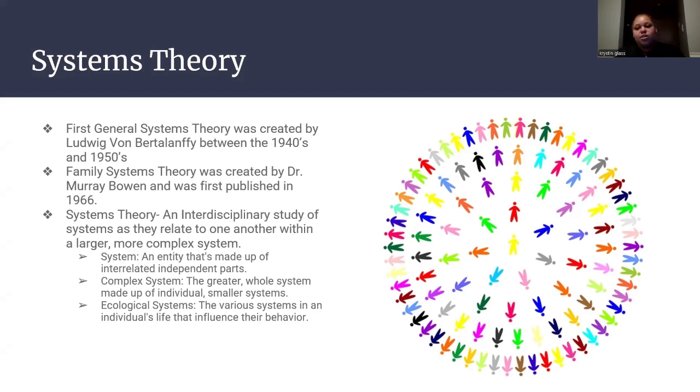Some commonly used terms within systems theory would be system, an entity that's made up of interrelated, interdependent parts; complex system, the greater whole system made up of individual smaller systems; and ecological systems, the various systems in an individual's life that influence their behavior.